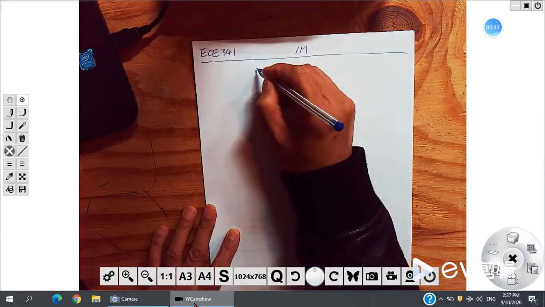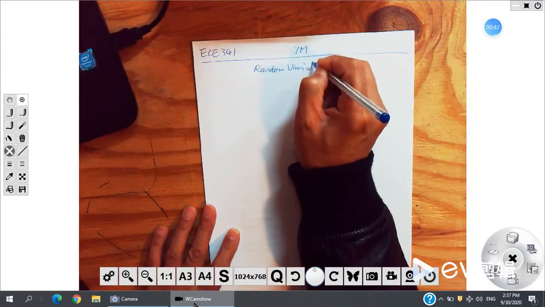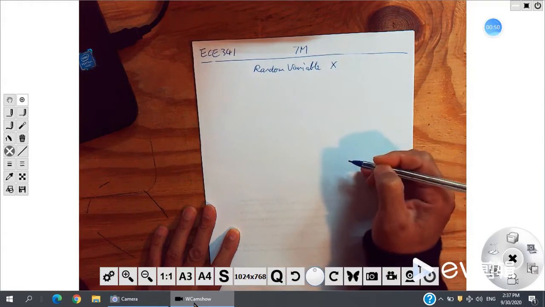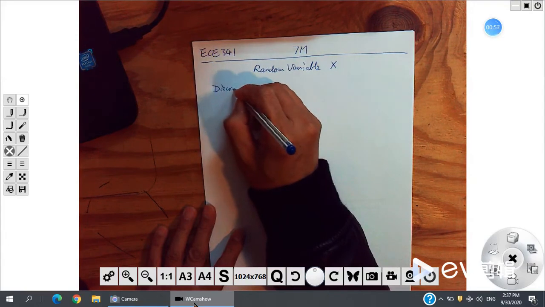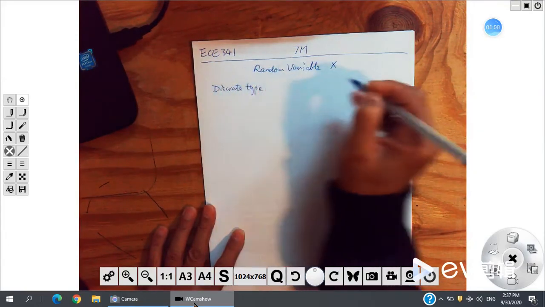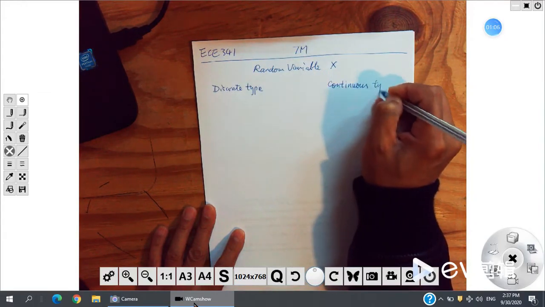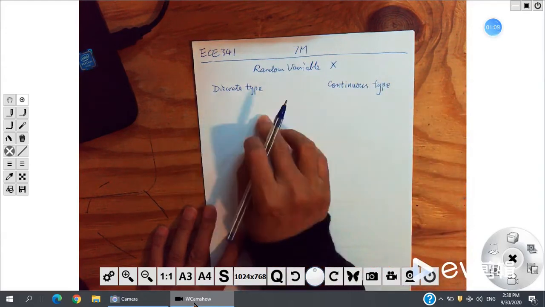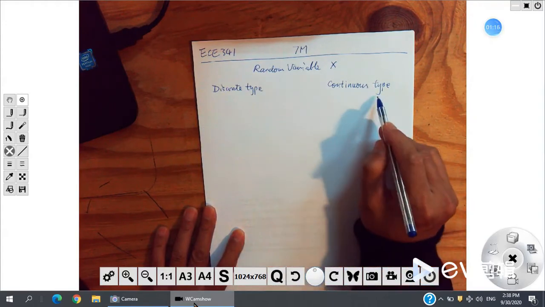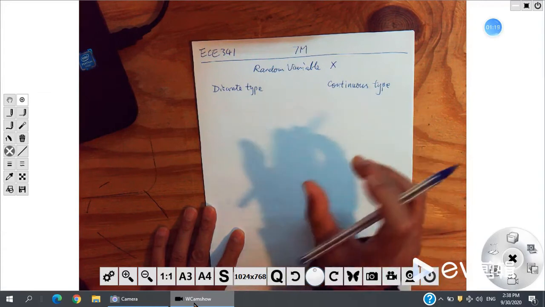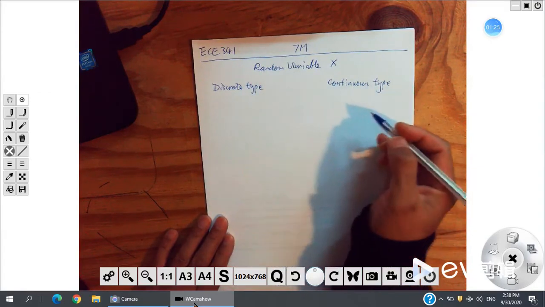We consider random variable X. Then we have two kinds. One is a discrete type. One is a continuous type. For discrete type, the random variable will take some separate values, right? And for continuous type, X can have value in kind of intervals. Then to describe these two, we have several functions.